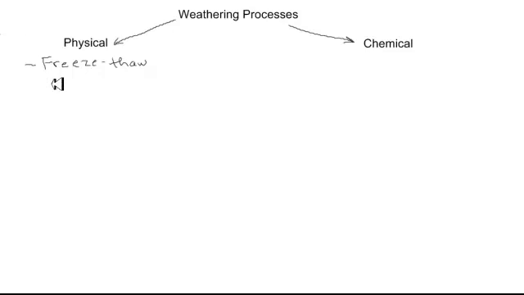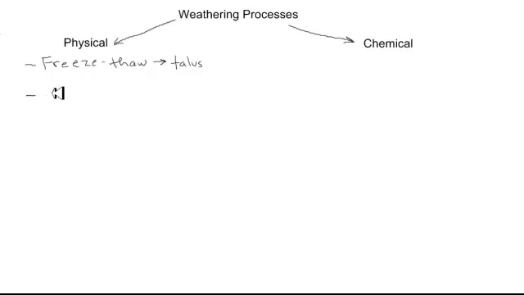So that'll result in the accumulation of angular blocks of rock at the base of a cliff or along a slope that's known as talus. Okay, so like the talus material, that will form as a result of freeze-thaw processes. Okay, so that's a process that will go on in seasonally cold climates.